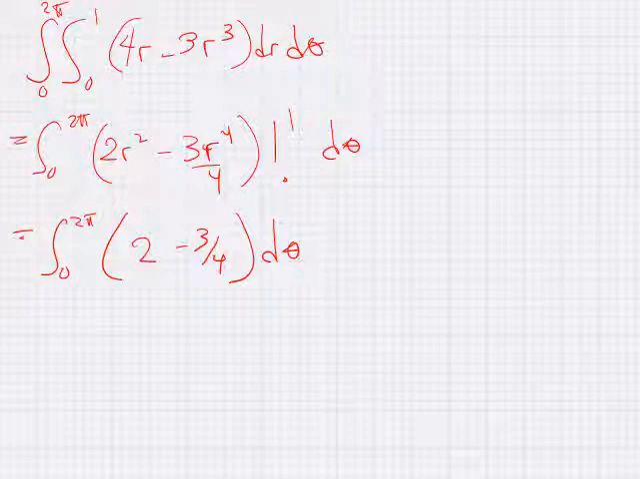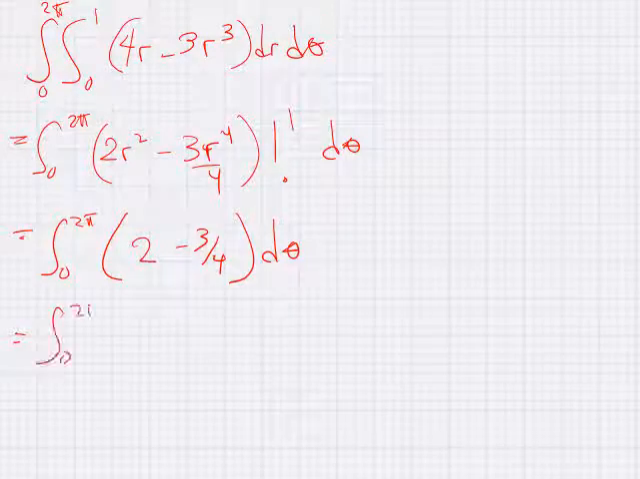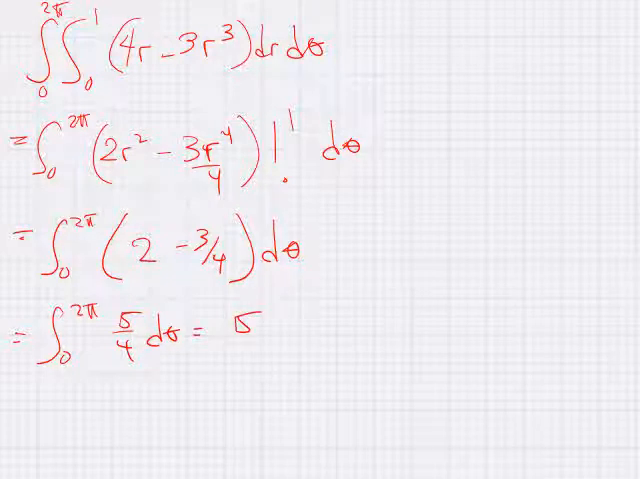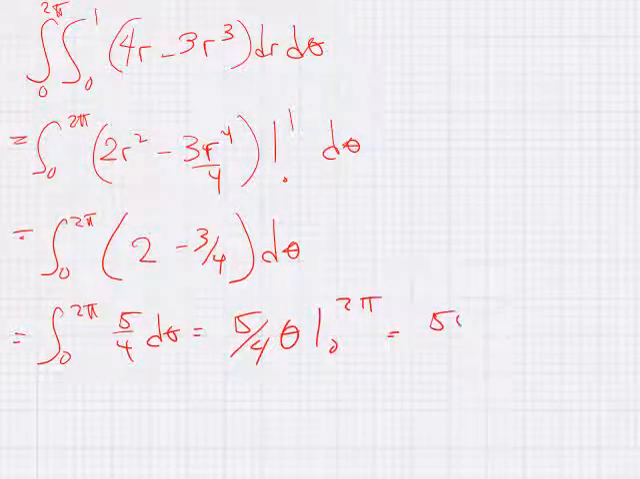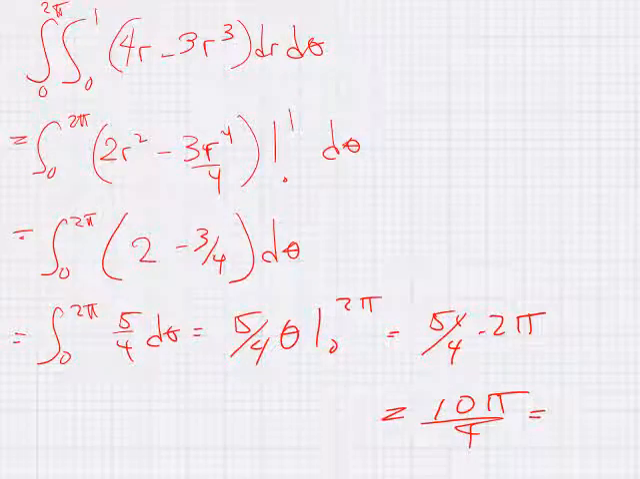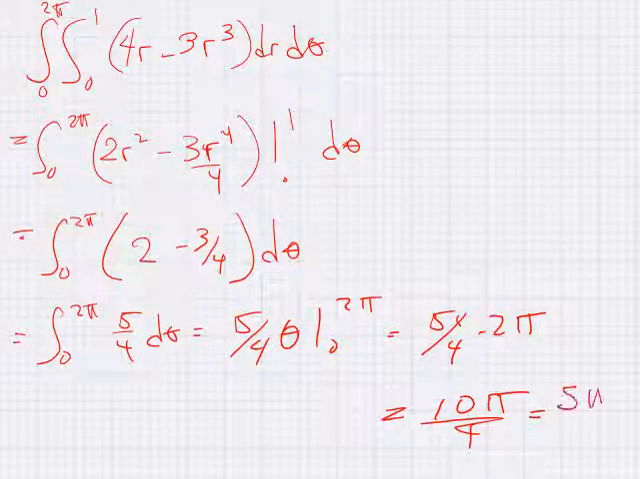So 2 minus 3/4, what would that be? 8/4 minus 3/4 would be 5/4. So 0 to 2 pi, 5/4 d theta, which would give me 5/4 theta between 0 and 2 pi. So 5/4 times 2 pi would give me 10 pi over 4, or simply, 5 pi over 2.